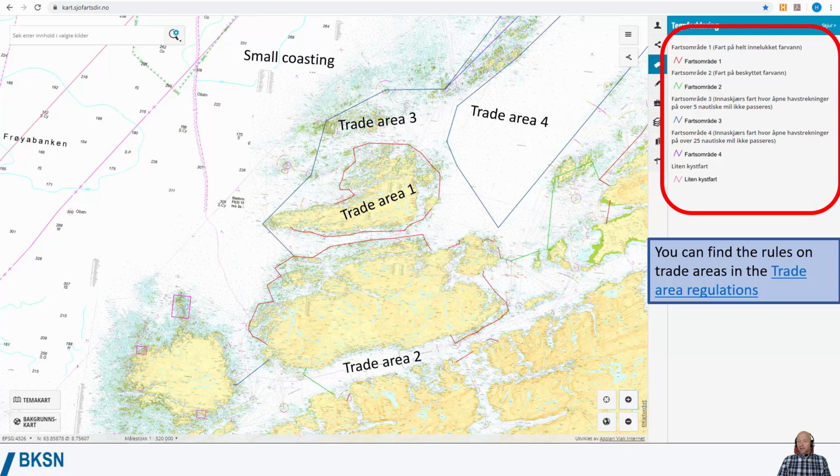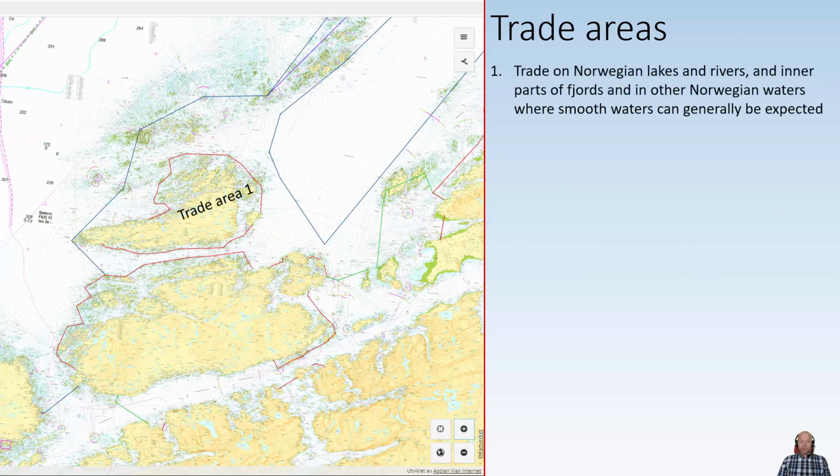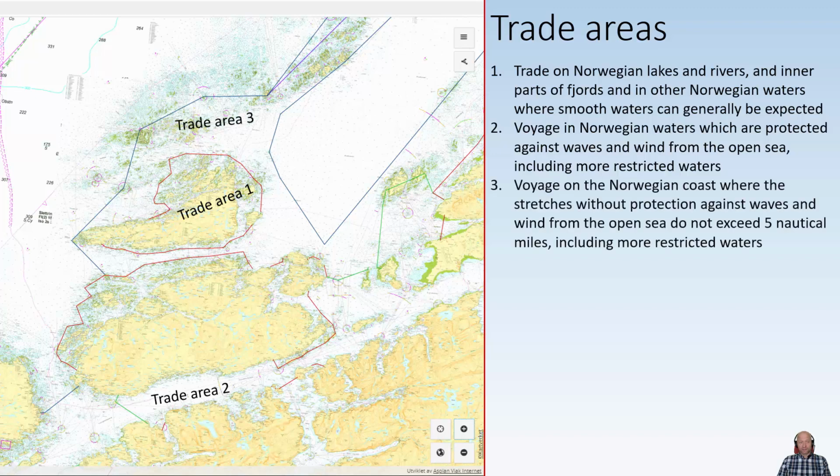We find them explained in the regulations on trade areas. And there we see that trade area 1 is trade on Norwegian lakes and rivers and the inner parts of fjords and in other Norwegian waters where smooth waters can generally be expected. So sheltered waters. Trade area 2 is in Norwegian waters which are protected against waves and wind from the open sea, including all more restricted waters than that.